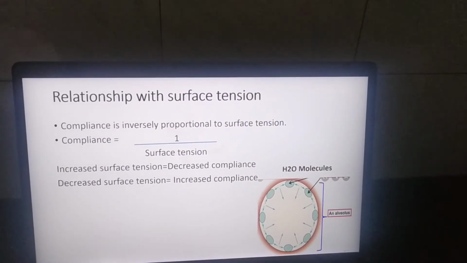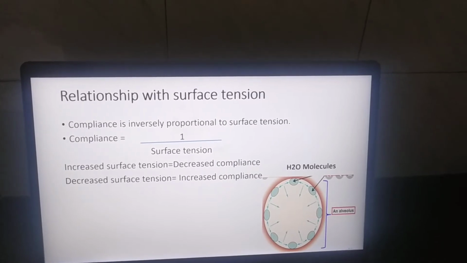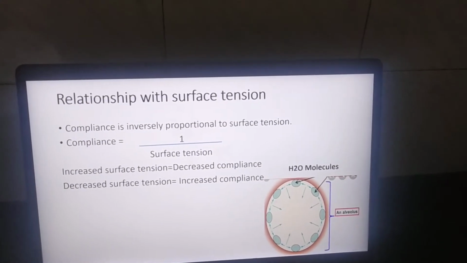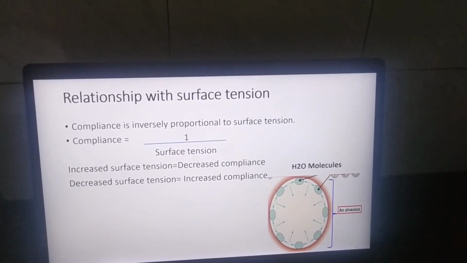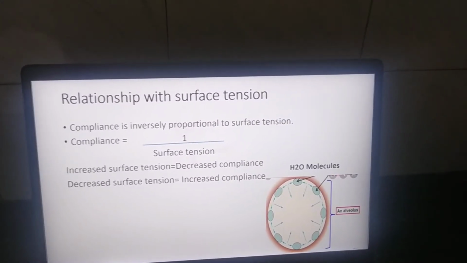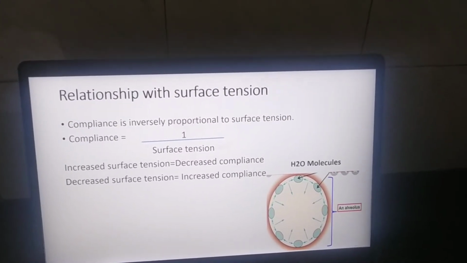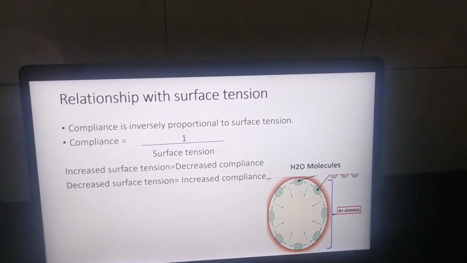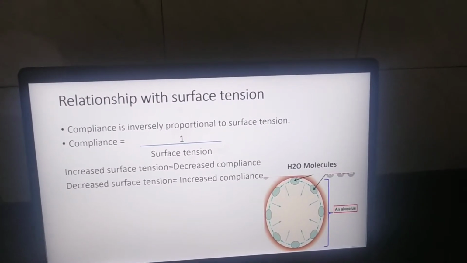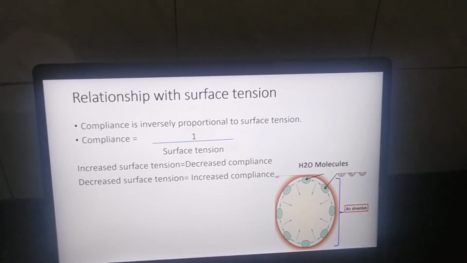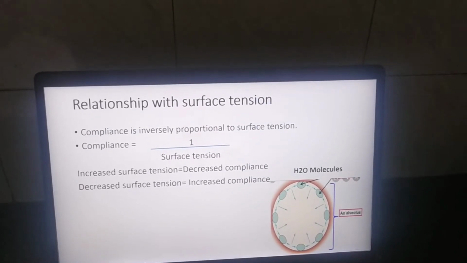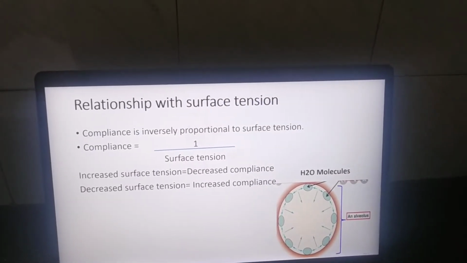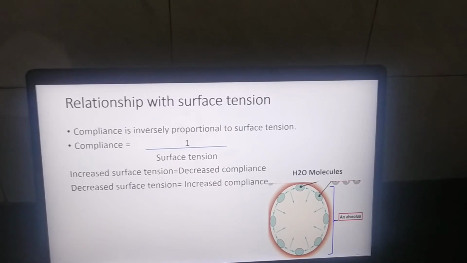Now what is the relationship between the compliance and surface tension? So again, compliance is inversely proportional to surface tension. If there is an increase in surface tension, there will be decrease in compliance, there will be decrease in the distensibility, and so more work will be required to expand the lung. If there is a decreased surface tension, there will be increased compliance, distensibility will be more, and less work will be required to expand the lung.